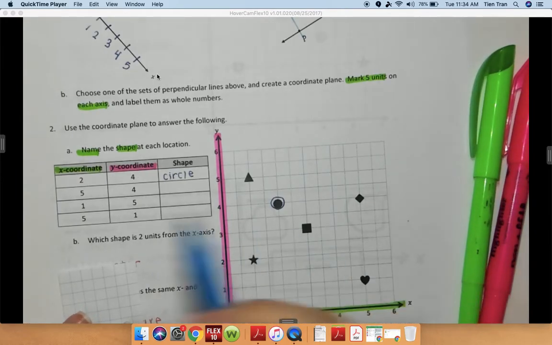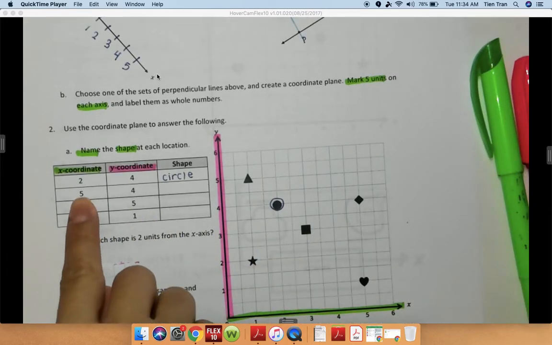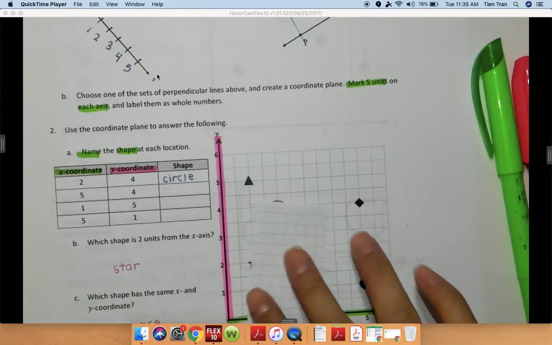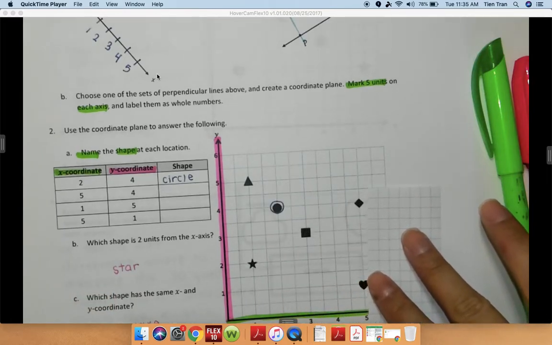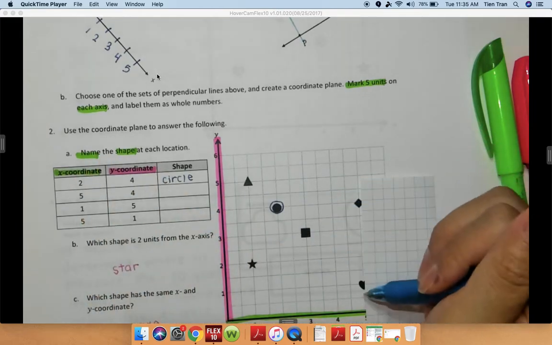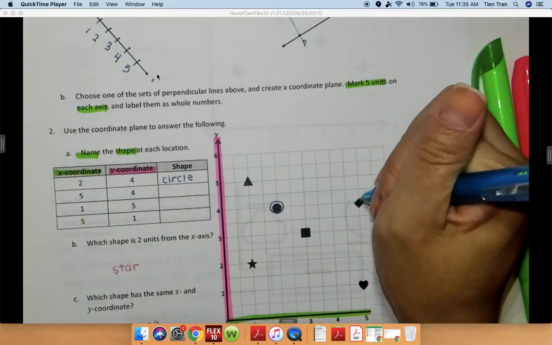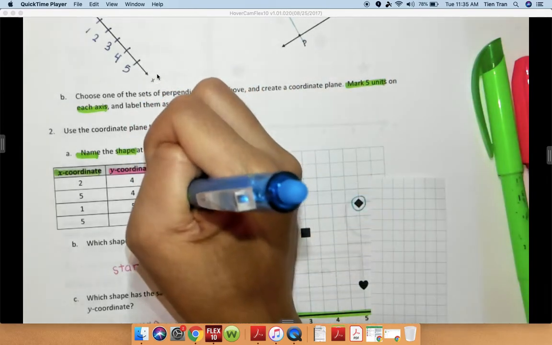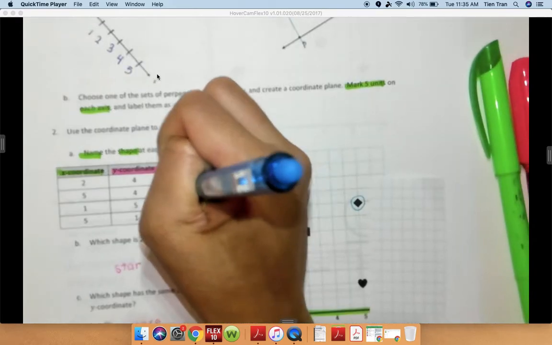And then the next shape, I move over 5 times for the x-coordinate. So 1, 2, 3, 4, 5. And I go up 4 times. So I'm going to go up 1, 2, 3, 4, and right here we have our diamond. So that's my shape. I'm writing it in.